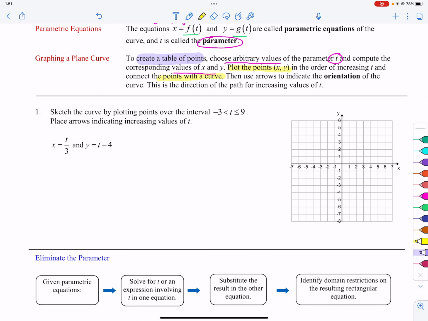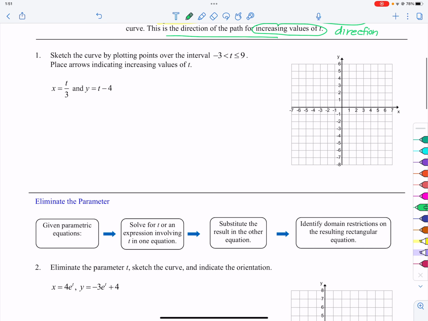We'll use arrows to indicate direction or orientation. You can call that the direction of the curve. And this is the direction of the path for increasing values of t. Very important. Okay, let's start with number 1.